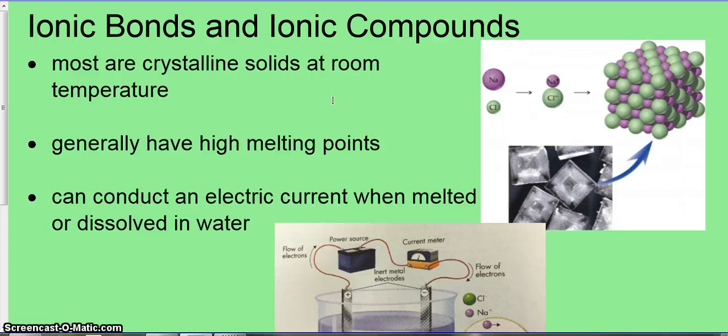But because they are formed by ions, when they do melt and separate into those ions, they are able to conduct a current. We can also get this to occur by dissolving in water. That polar water molecule is able to get the ions to pull apart, and that is able to allow that current to be conducted as well.